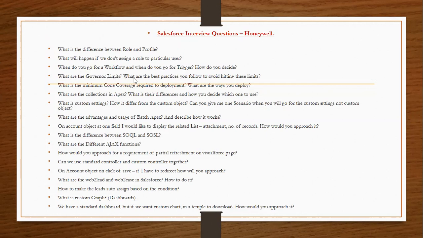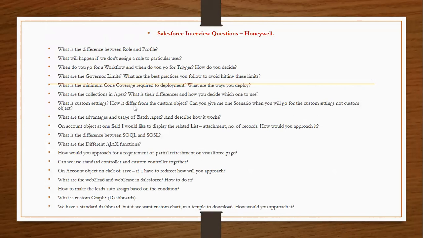What are the governor limits? What are the best practices you follow to avoid hitting these limits? Next, what is the minimum code coverage required for deployment? What are the ways you deploy? What are the collections in Apex? What are the differences and how do you decide when to use which one?